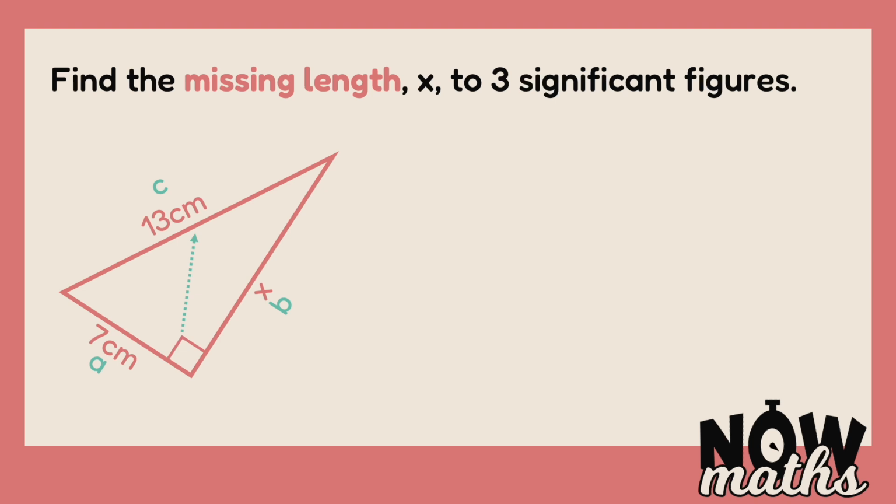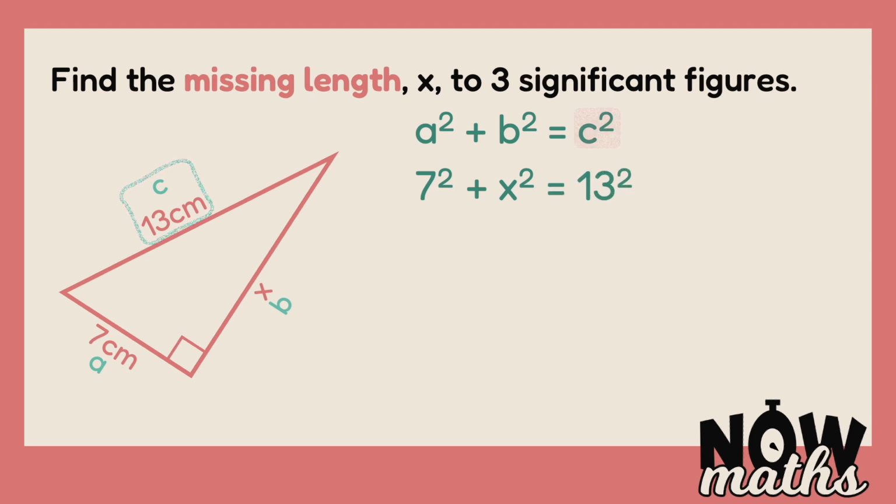We then write down Pythagoras Theorem, which is that A squared add B squared equals C squared. And we will substitute our values of A, B and C into Pythagoras Theorem. So for us, A squared is going to be 7 squared. Then B squared is going to be x squared, and c squared is going to be 13 squared. We now simplify this a little bit.